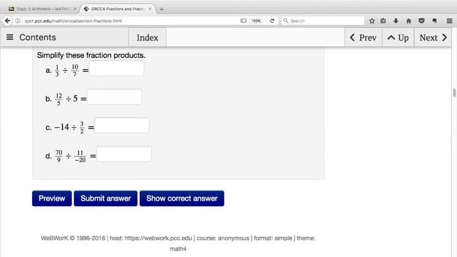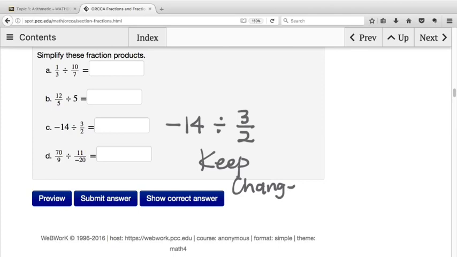Is this the one where you do the keep, change, flip? Yeah, so tell me about keep, change, flip, because this is a common refrain when it comes to dividing fractions. So what are those three? I'm going to write those down. Keep, change, flip. What are those three things telling us to do? You keep the first fraction and then you change the division into multiplication. Okay. And then you flip the next fraction. Okay, great. Keep, change, flip.